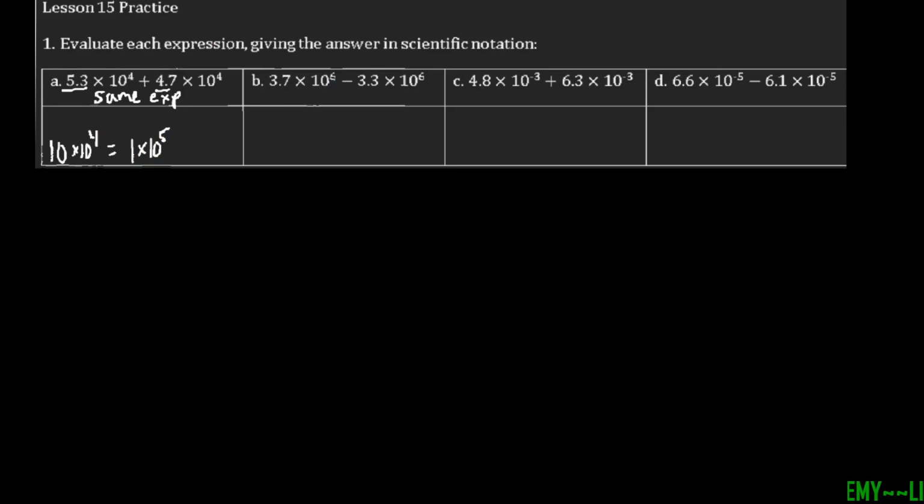Same idea for the second one. I can say this one's going to be same exponent. Since both of them are 6, I can subtract these two numbers. So I'm going to have 3.7 minus 3.3, which is going to be 0.4 times 10 to the exponent of 6. But I have to make sure that this number is greater than 1. So I'm going to move that one time to the right. So I'm going to say that this is going to be 4 times 10 to the exponent of 5.